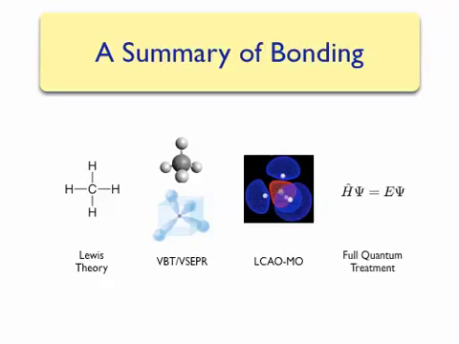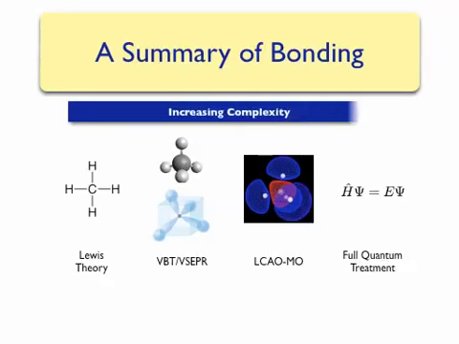Perhaps the best treatment yet is to do a full quantum treatment for a molecule. This means that we solve the Schrödinger equation for a molecular system. We're unable to do this for larger molecules, but that's always our goal. Note that our theories increase in complexity, from drawing a simple line structure to solving a very difficult differential equation.